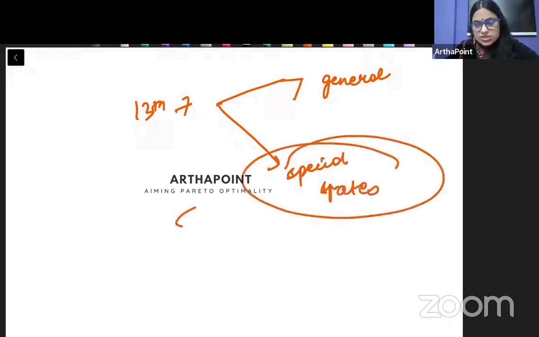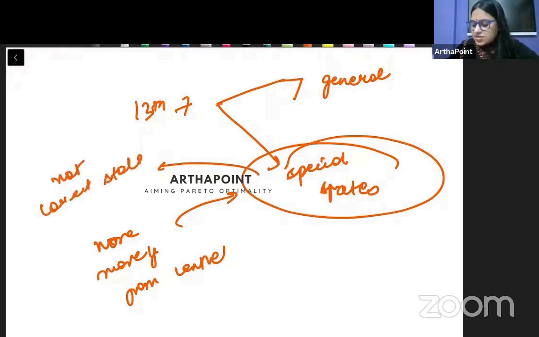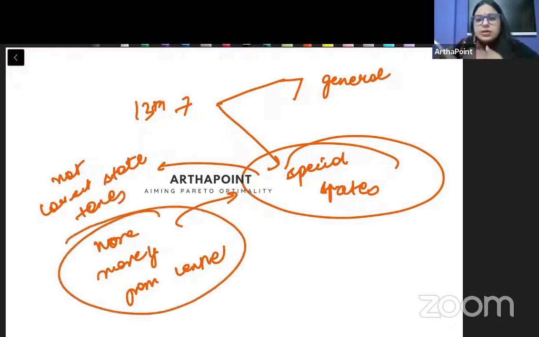These special states used to get more money from the center. इनको थोड़ा special treatment मिलता था. Why? Because they could not collect state taxes. इनको बहुत ज्यादा state taxes नहीं collect हो पाते थे. So they were given special treatment from the center and they were given more money from the center.